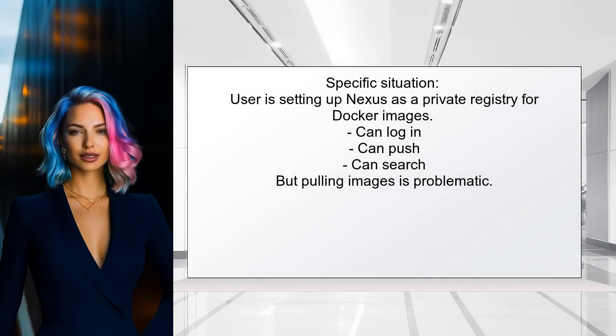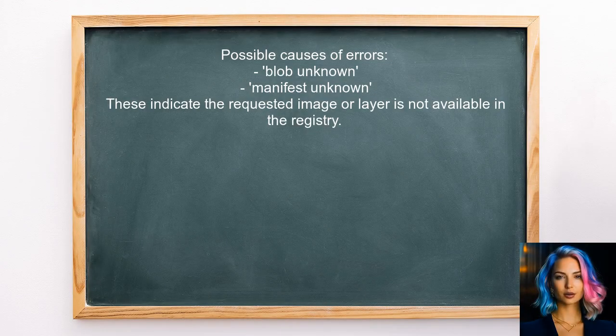Here's the specific situation we're addressing. One user is trying to set up Nexus as a private registry for Docker images. They can log in, push, and search through the Nexus repository, but pulling images from Docker is where they hit a snag. So what could be causing these errors?